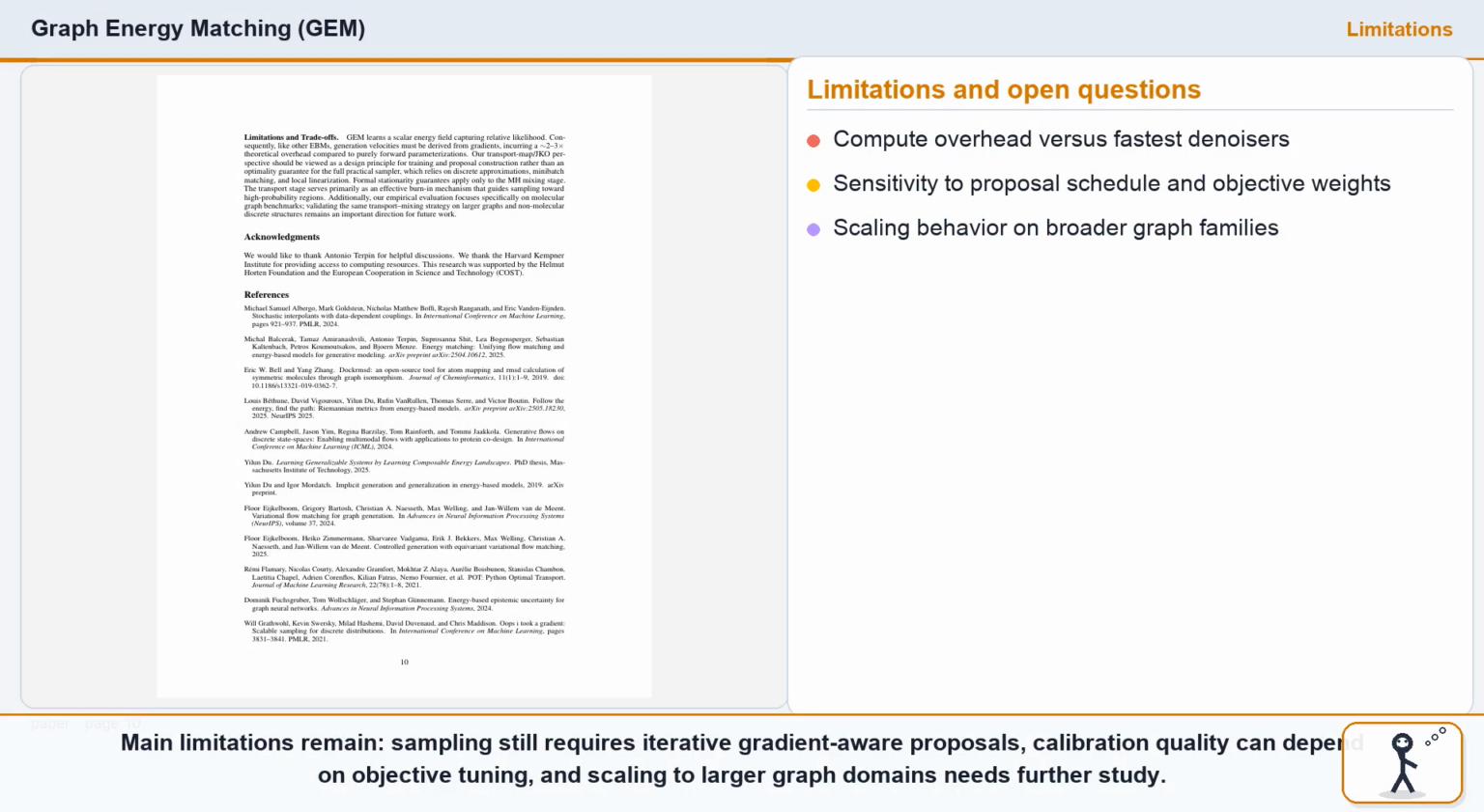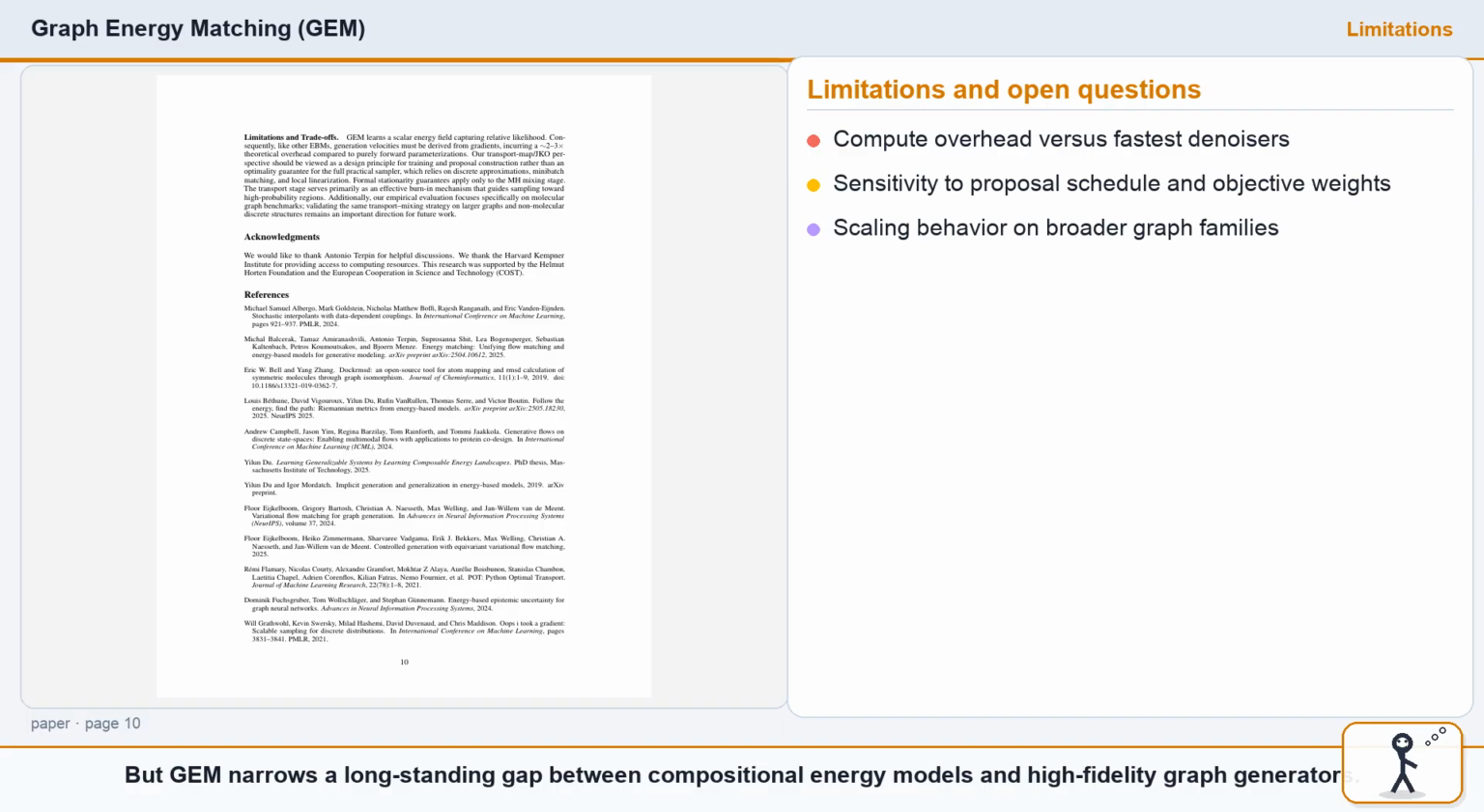Main limitations remain. Sampling still requires iterative gradient-aware proposals, calibration quality can depend on objective tuning, and scaling to larger graph domains needs further study. But GEM narrows a long-standing gap between compositional energy models and high-fidelity graph generators.